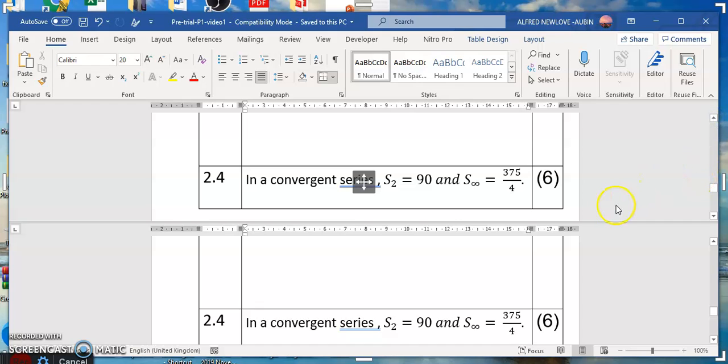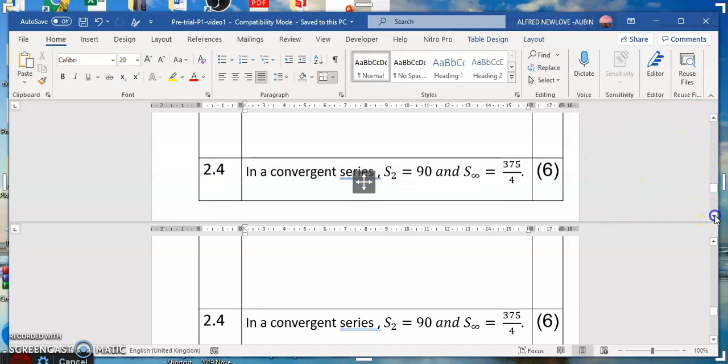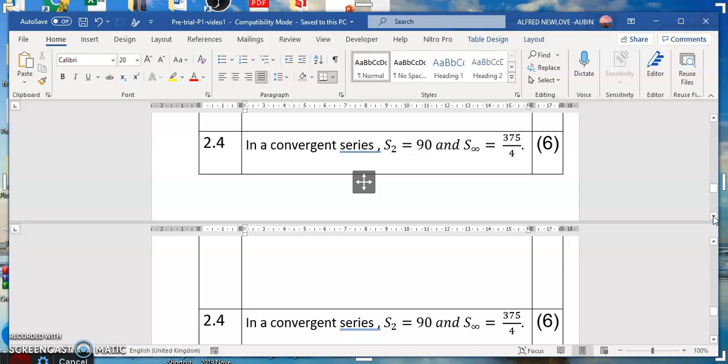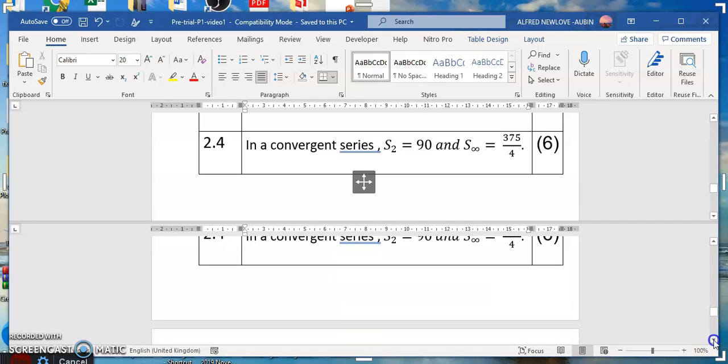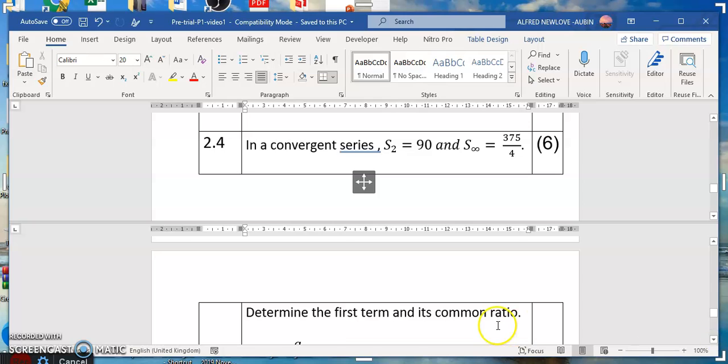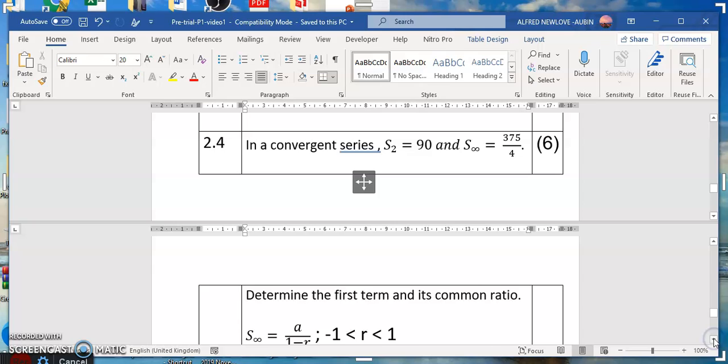Question 24. It says a convergent series. Sum of the first two terms is 90. Sum to infinity is 375 over 4. What do they want us to do? They want us to determine the first term and its common ratio. So they want us to find a and r. How are we going to do that?